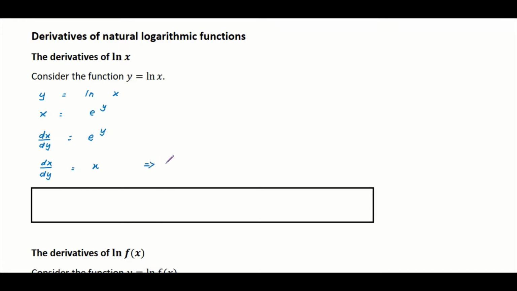Now, what we actually want to find is dy/dx, right? Because the idea for the derivation is to find the formula for us to differentiate y. So if dx/dy is x, then dy/dx is 1 over x. As simple as that, you get the third formula for this lesson: when y equals ln x, you will have dy/dx equal to 1 over x.